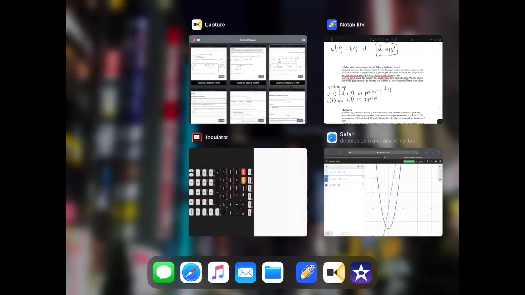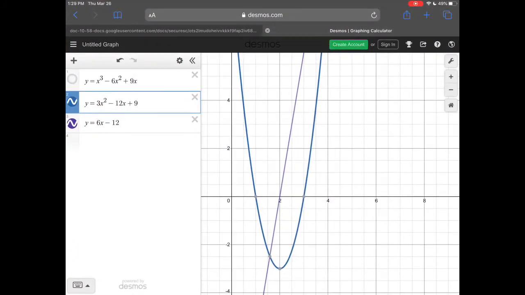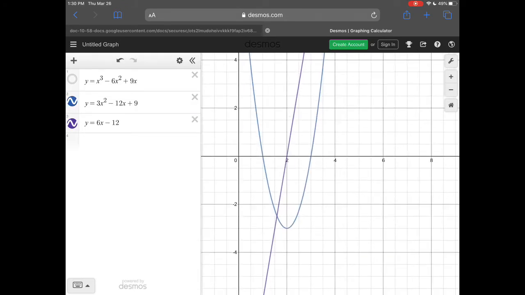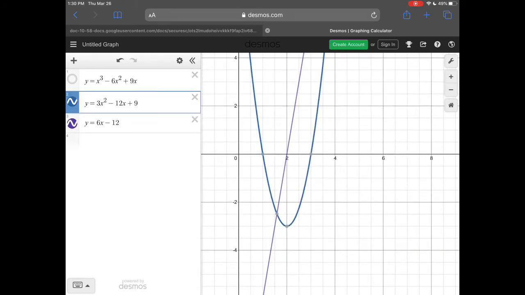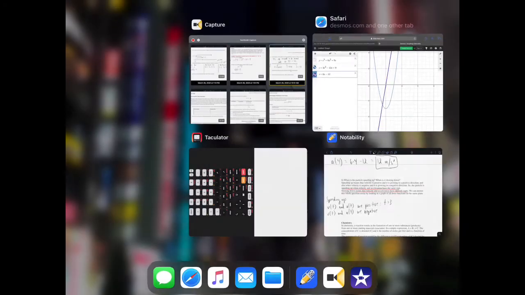And then when are they both negative? The velocity function is only negative between 1 and 3 seconds. So it has to be somewhere in there. But the acceleration function is only negative before time equal to 2. So this means that our answer for both of them being negative would be between 1 and 2 seconds.